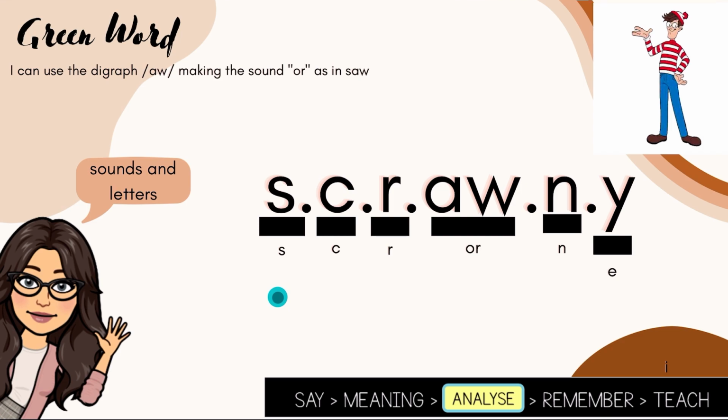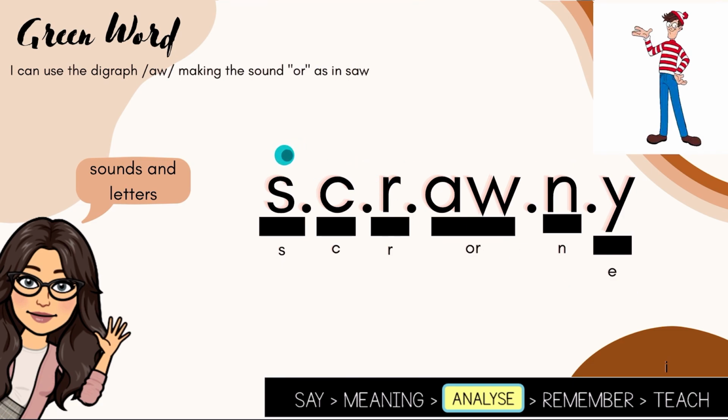You might have noticed in this word scrawny that another one of the graphs that we have focused on in previous spelling lessons has also appeared, which is the graph Y, or the letter Y, which is making the E sound. Now we know that the graph Y makes the letter E sound in a lot of spelling words. So once again, we can see that things that have been taught in previous lessons all build upon each other, and the same spelling rules can be used and applied across many different words.